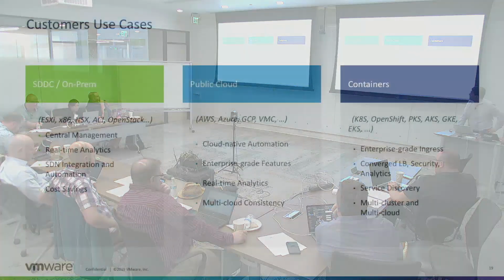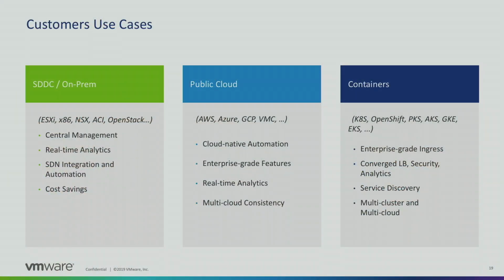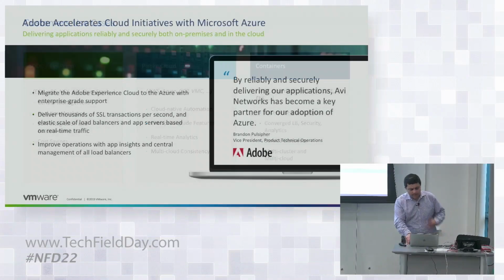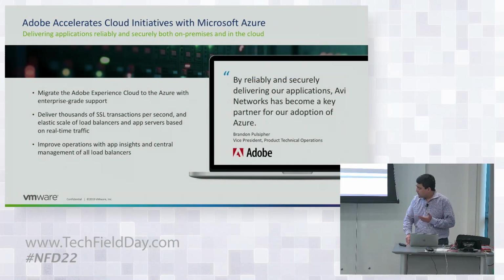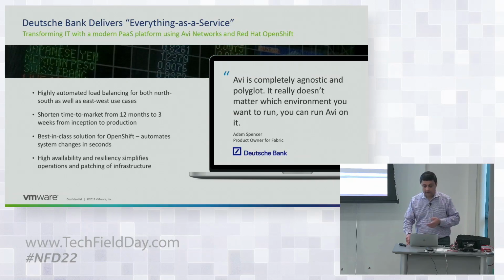All right, what you saw here is a single solution that works on-prem, public cloud, containers. And we didn't have a chance to go through all the demos, but we can share those with you. We have some public references from our customers, like Adobe. It's a public reference that said we were instrumental in getting them to move to public cloud. They're using us on-prem in a bare metal environment, and they're using us in Azure. And they're using multi-way ECMP. Okay? We have Deutsche Bank running us in their container environment, again, on-prem and in cloud, providing ingress services.